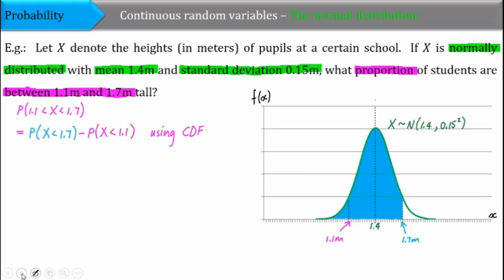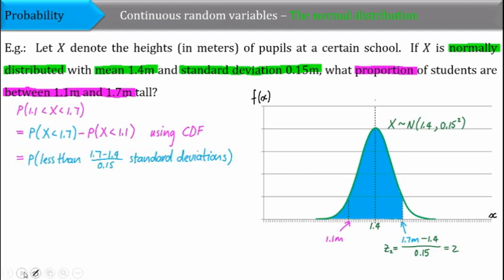So if we look at the blue area, the first step will be to calculate my z-score. Remember, everything works in terms of distance. This point is 1.7 meters and the midpoint is 1.4 meters. So I want to see how many standard deviations I am away from the mean. So I'll take 1.7 minus 1.4 divided by 0.15, and that means I am 2 standard deviations above the mean, because this is plus 2, or positive 2. And my z-score, well, that just denotes the number of standard deviations.